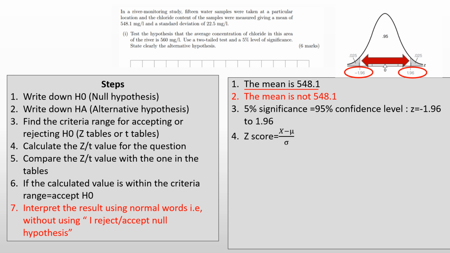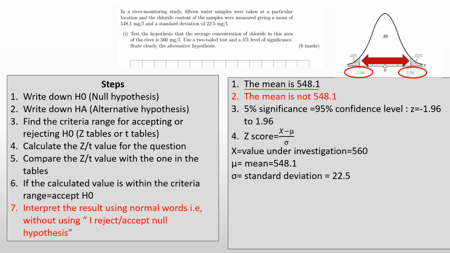And then number 4, we actually have to calculate the Z value for our data, right? So for our data, the Z score, this is a popular formula. The Z score is equal to X minus mu, or the mean, over sigma, or the standard deviation. So X is the value you're testing. In this case, it's 560. So we're trying to test 560. Mu is the mean value. So the mean of this is 548.1.